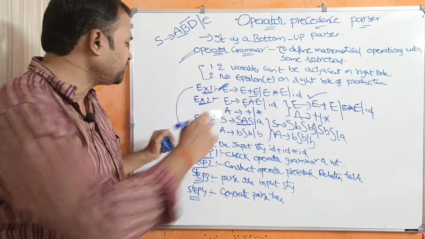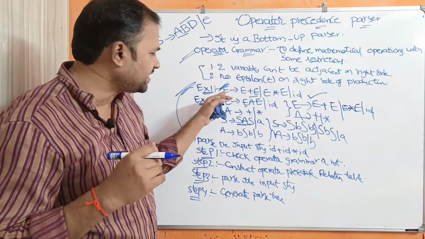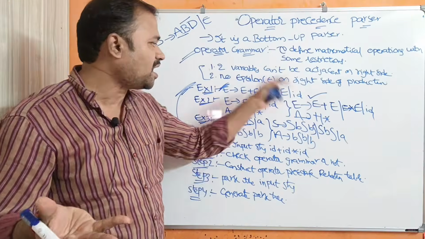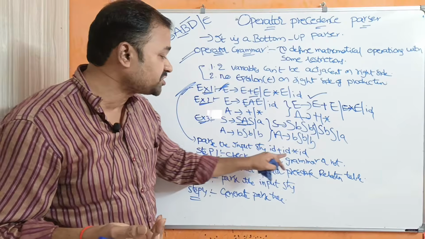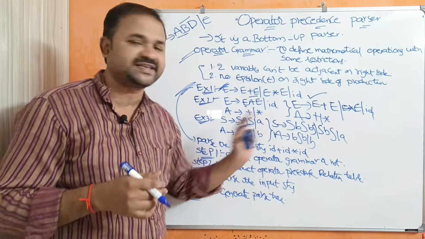Let us see this example. In this class we are going to discuss this example. Here we have a grammar like this. E produces E plus E or E star E or ID. Now our target is to parse the input string ID plus ID star ID. Okay. So this string is given in the examination.